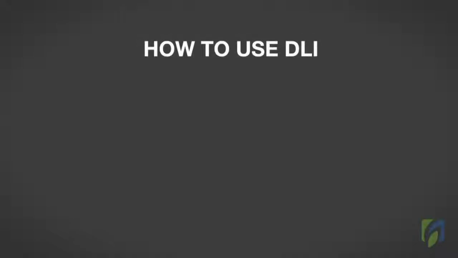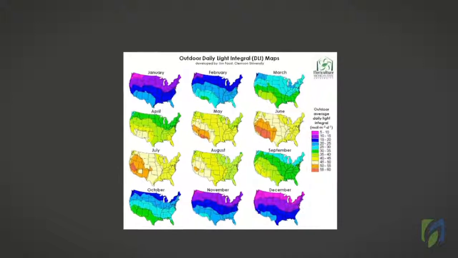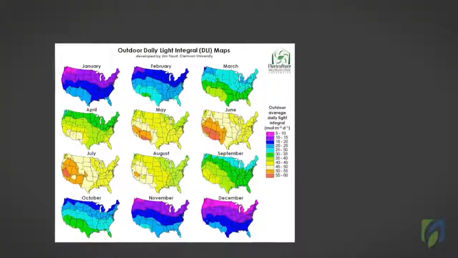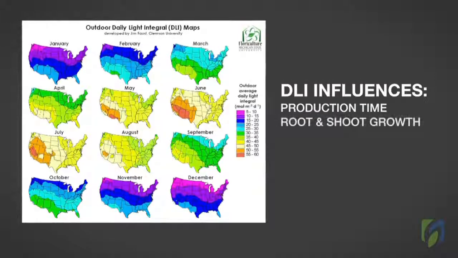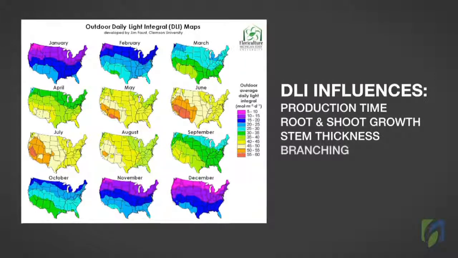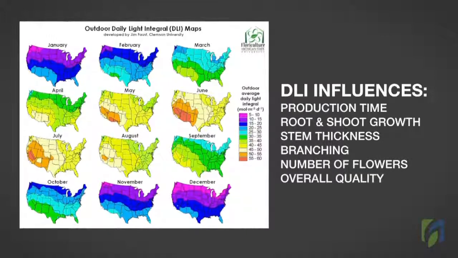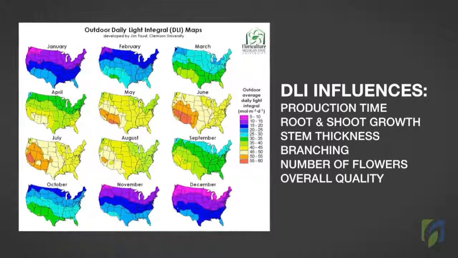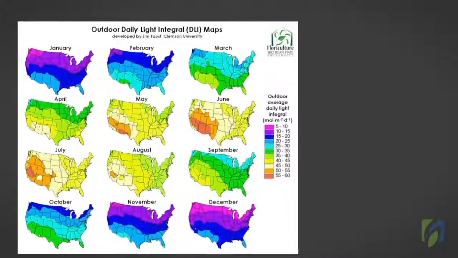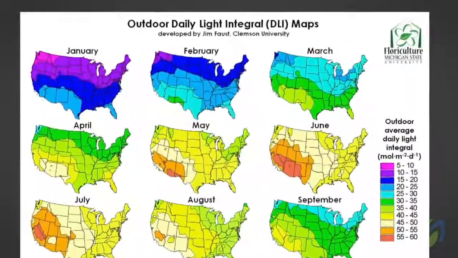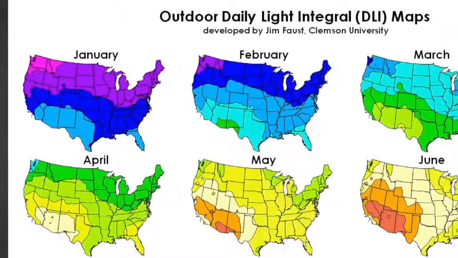How to use DLI. Purdue University has developed crop-specific daily light integral recommendations that are available online. Knowing the DLI is important because it influences production time, root and shoot growth of seedlings and vegetative cuttings, stem thickness, branching, number of flowers, and overall finish quality. Growers who monitor and record the DLI received by their crops can determine whether they need to provide supplemental light or shade their plants. Measurement of DLI can be particularly useful for growers in northern latitudes who are producing crops during the months of December through March.